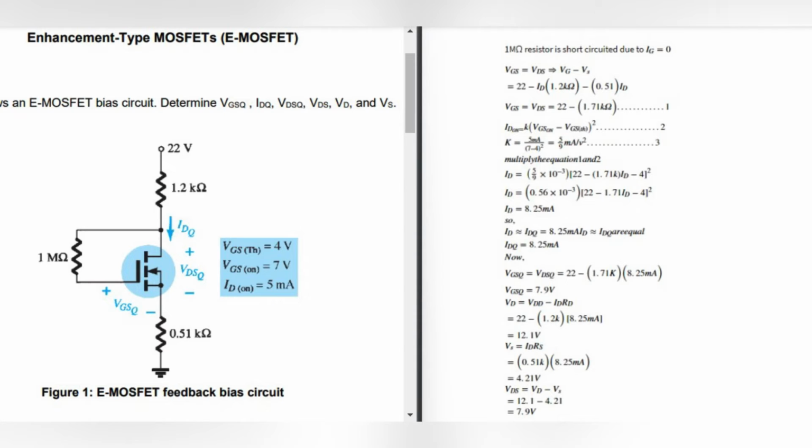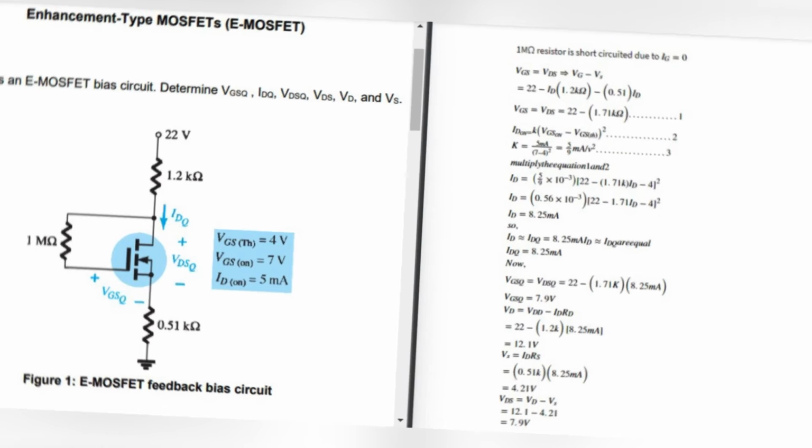Then for VS, the formula is VS equals ID times RS. So we just substitute the value: 0.51 K times 8.25 milliamp. So the answer for VS is 4.21 volt. When we got the answer for VS, we can get the answer for VDS. The formula for VDS is VD minus VS. So same like before, we just substitute the value: 12.1 volt minus 4.21 volt. So the answer for VDS is 7.9 volt. That's all. Thank you.